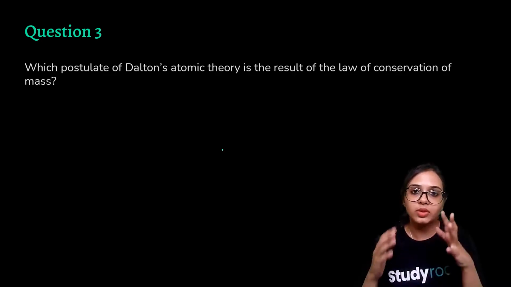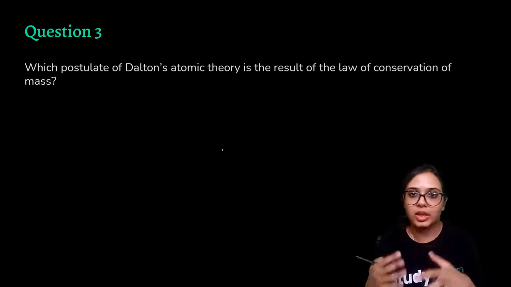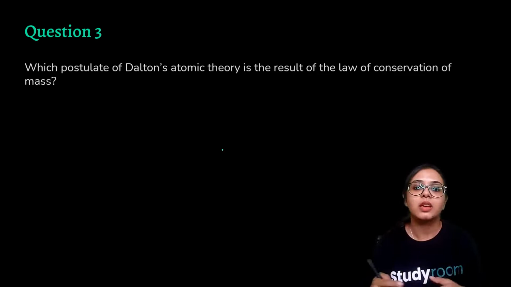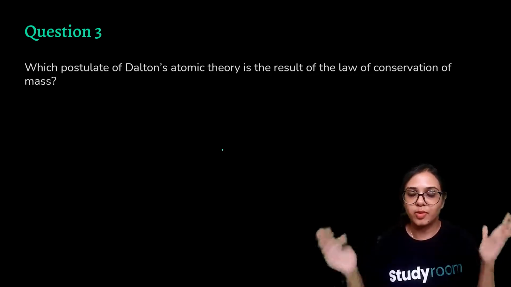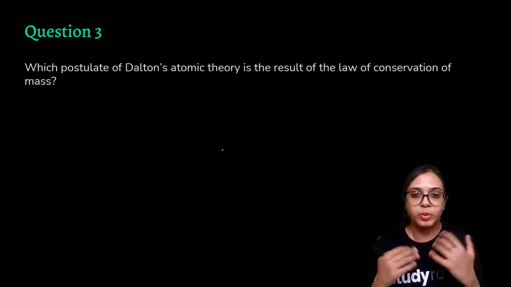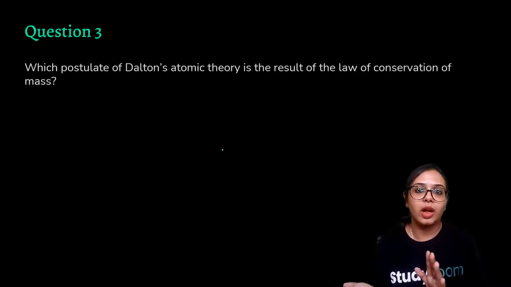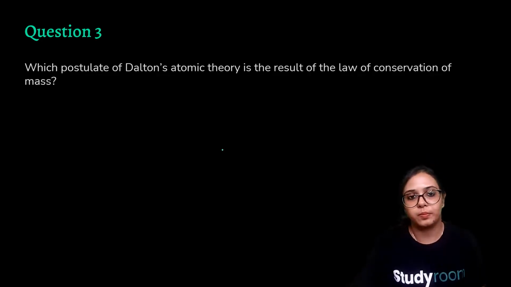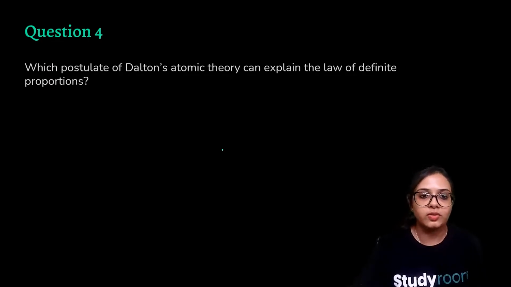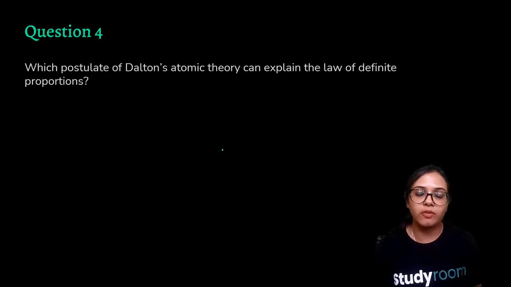So this proves that when a chemical reaction takes place, conservation of mass would be there. No atoms would be created, no atoms would be destroyed. The number of atoms would be the same, and therefore mass would be the same. Which postulate of Dalton's atomic theory can explain the law of definite proportions?